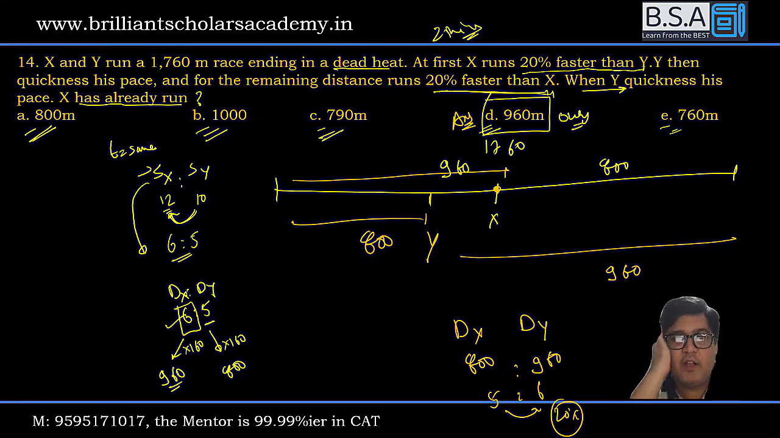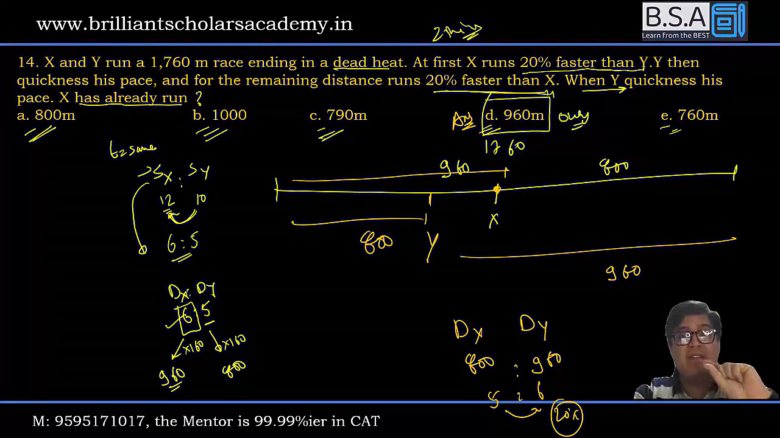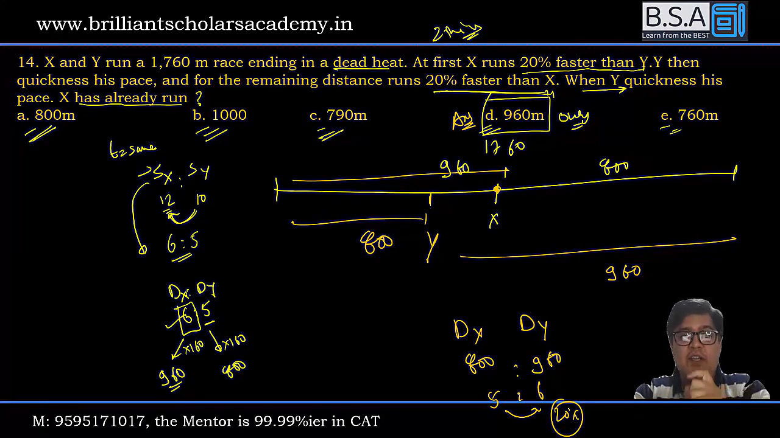Take your time. Think over this. How did I reach that answer? And I verified it for you also. The earlier ratio is 6 by 5. X's is 6, Y's is 5. Now when I look at the remaining distance, Y's is 6, X's is 5, because Y is traveling 20% more distance. So you now know that in this case Y is 20% faster.